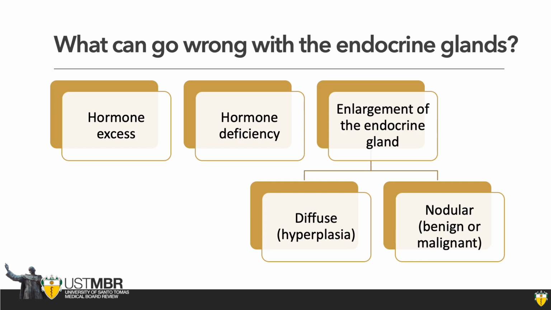So for each of the endocrine glands, as we go through them, just think about too much, too little, or too big. And if they're too big, is it diffuse or nodular? And if it's nodular, you think about the possibility of benignity or malignancy.